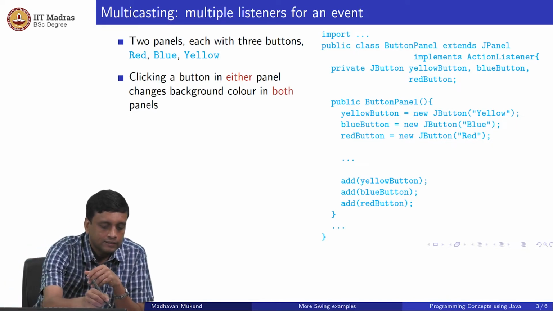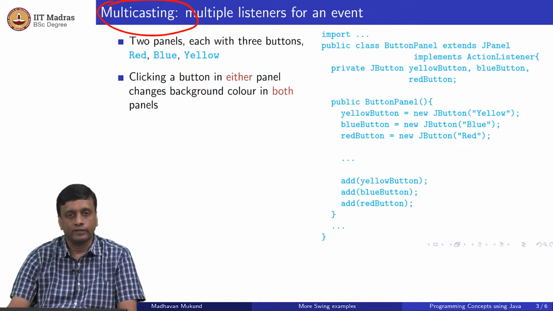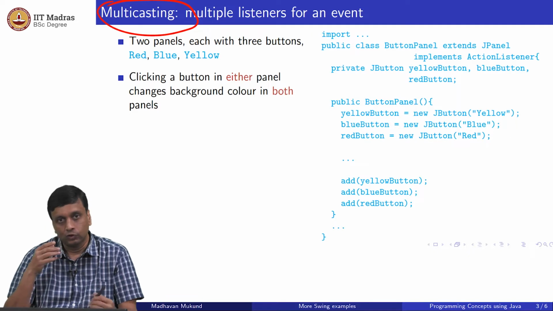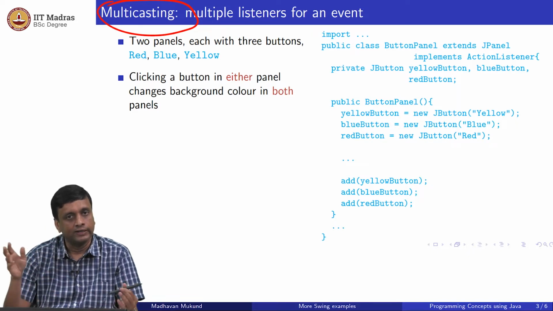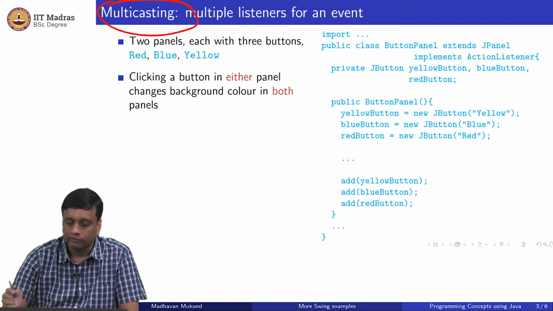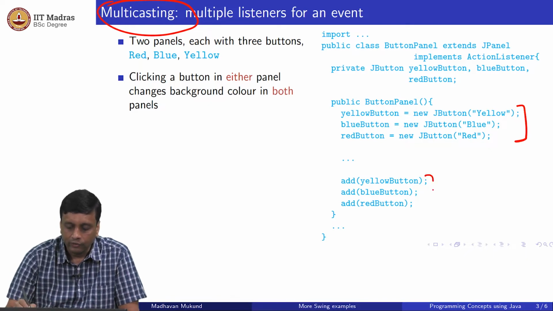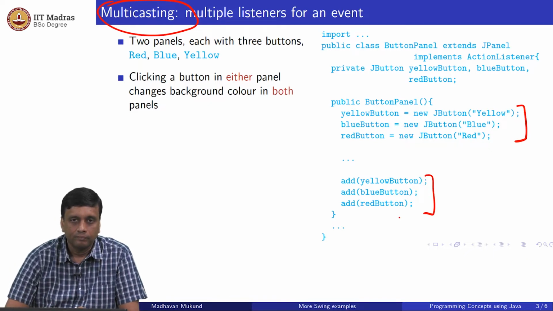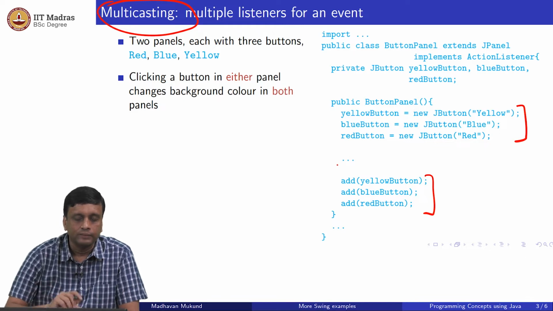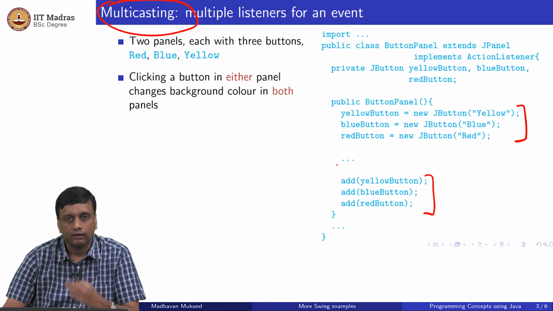So multicasting says that we have multiple listeners for an event. This is an interesting idea that we don't have to just send the signal in one direction, we can send it to more than one. So here is our thing again. We have these 3 buttons, and we are going to add them. But between that we have to do something about setting up their identity so that we can do this.